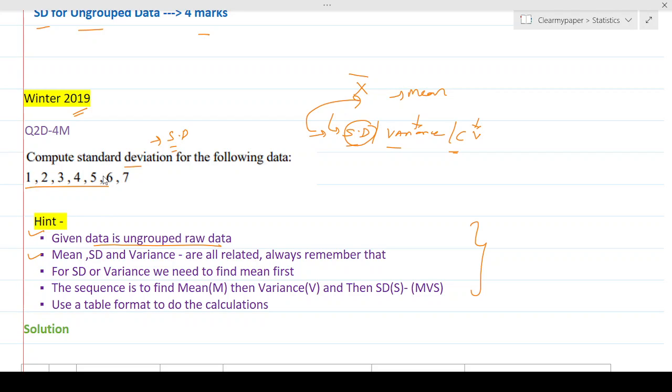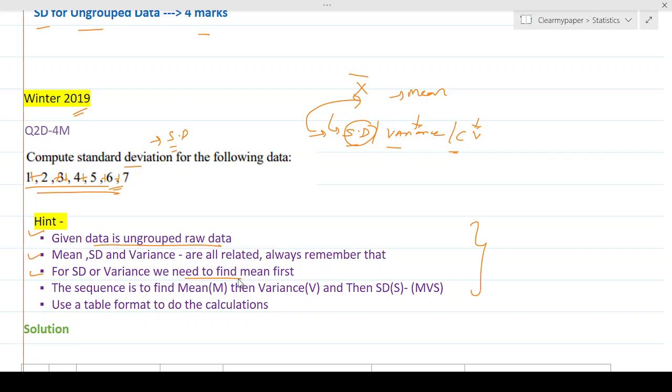In case you're stuck in the exam on where to start, the first step is to find the mean of the data, and in this case it's grouped data. So it's a simple arithmetic mean where you add everything and divide by the total number of values. The total number of values is going to be 7, and we'll see that.